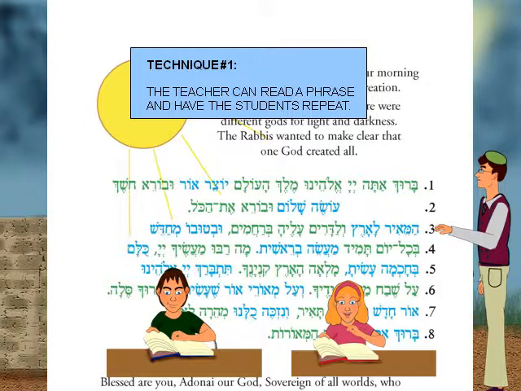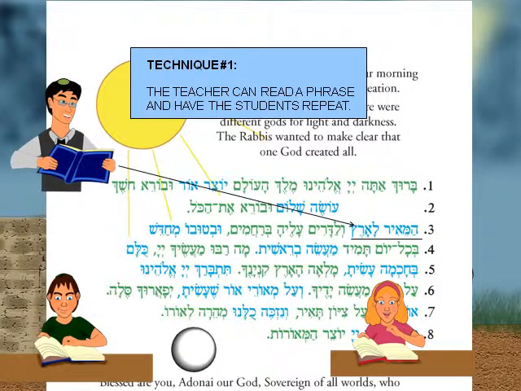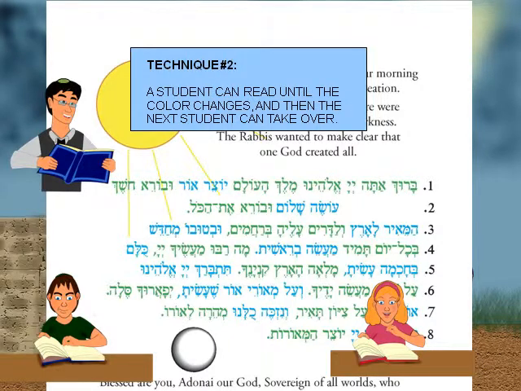Technique number 1. The teacher can read a color, a phrase, and have the students repeat. We are going to use line 3 of the prayer to demonstrate this and the other techniques. Here we go. Hameir la'aretz, Hameir la'aretz, V'ladarim aleha berachamim, V'ladarim aleha berachamim, Uvtuvo mechadesh. Uvtuvo mechadesh.